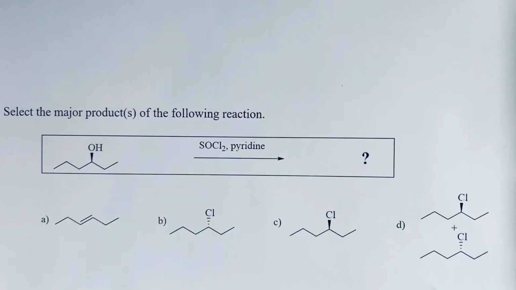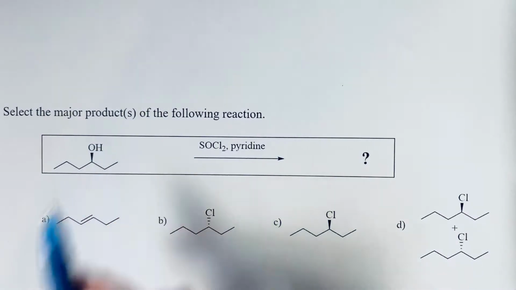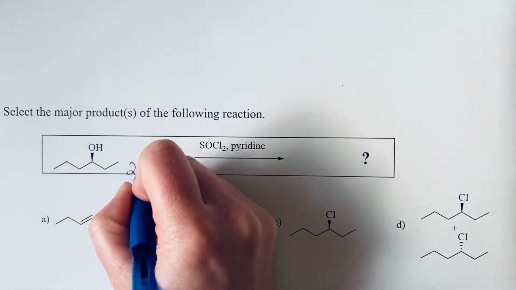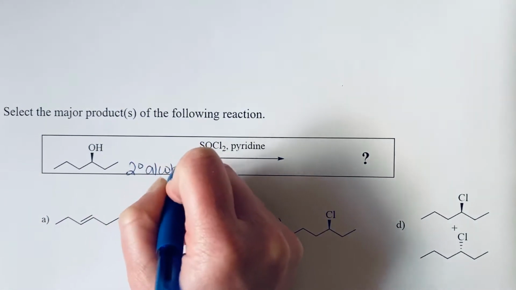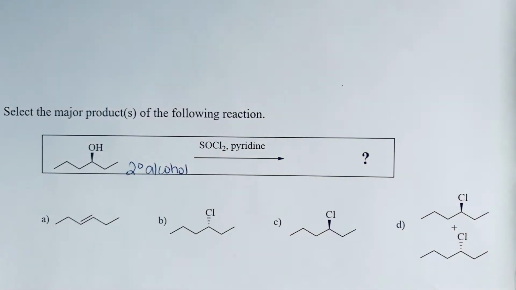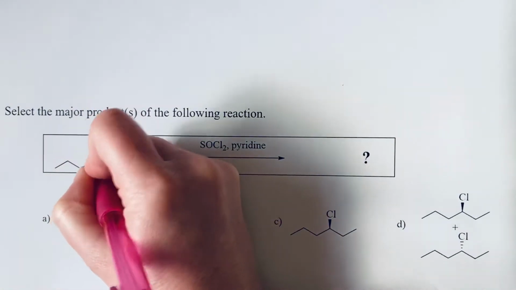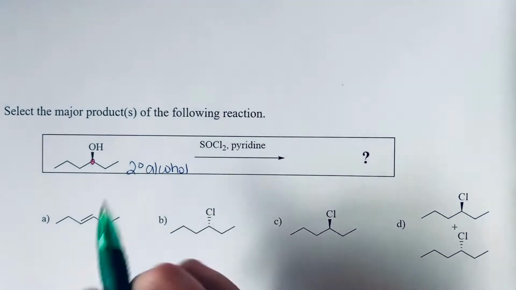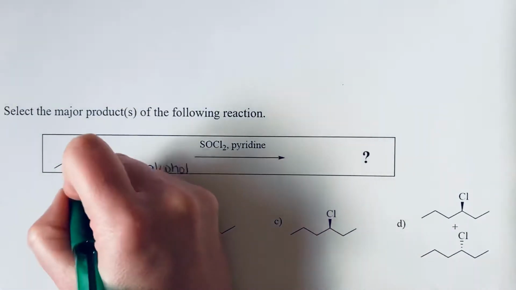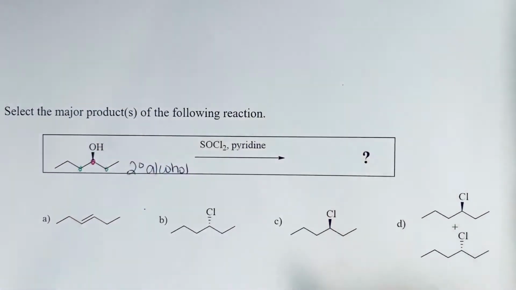Select the major product of the following reaction. So if we take a look, we are starting with an alcohol, and specifically this is a secondary alcohol. We can determine that by finding our alcohol carbon, and then we classify this by how many bonds to carbon it has. So we see 2 bonds to other carbon atoms. That's why this is a secondary alcohol.